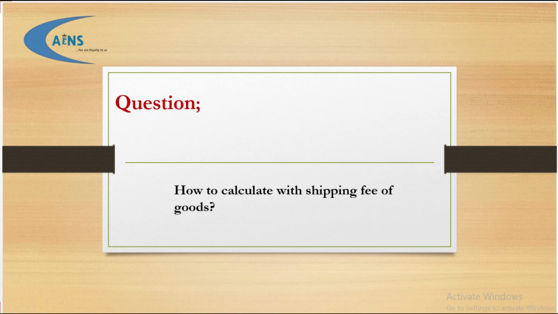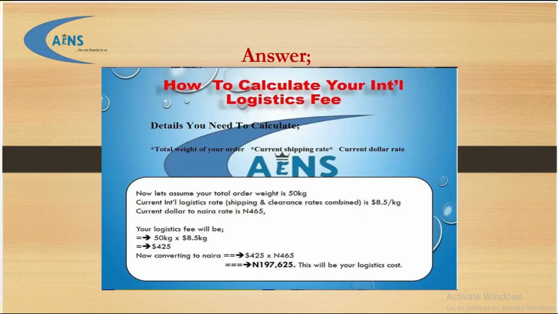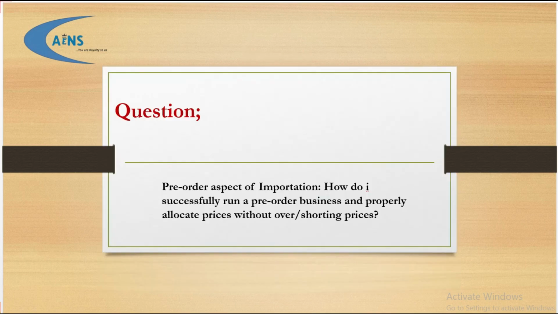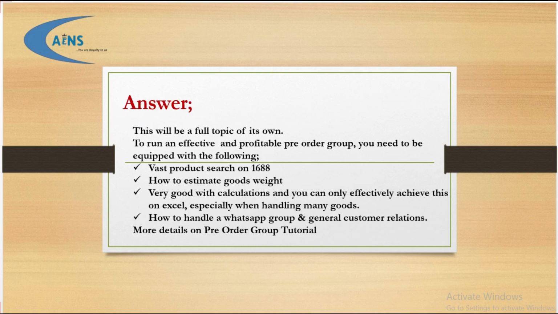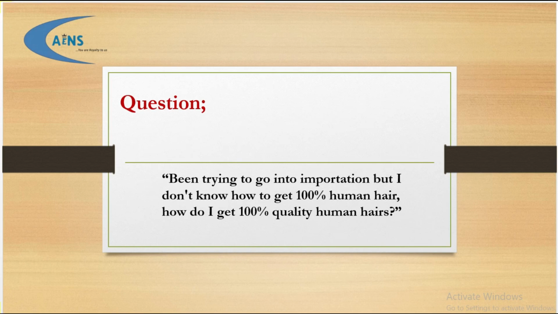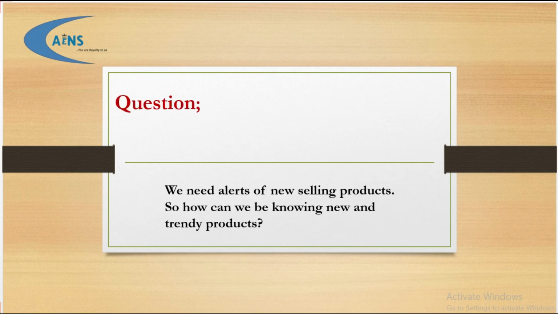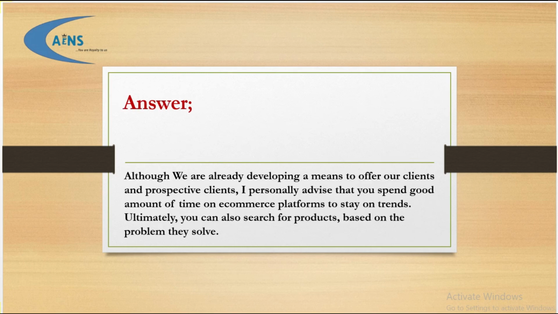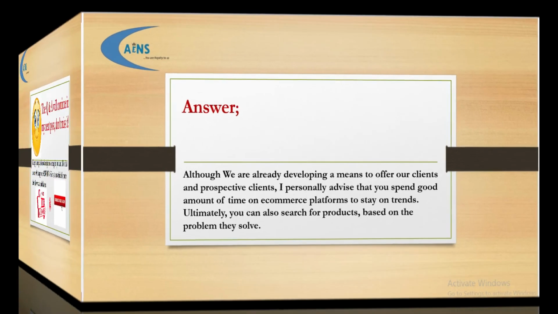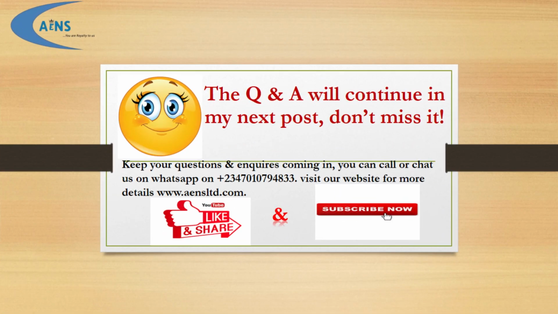The first one is calculating shipping fee. I have talked about it. Shipping fee is just the total weight of your goods times the shipping rate, then you get the value in dollars, then multiply by the exchange rate of your currency. Then the next one is the pre-order group. I've talked extensively about it. Then the next one is somebody going into the hair business, and I've treated that one. Then the person talking about trendy products. So shortly we'll be continuing from question number 10 and thereabouts.